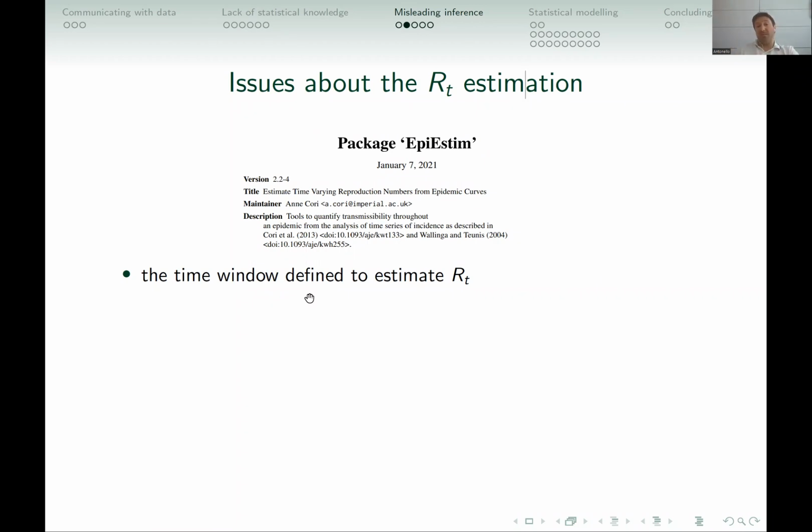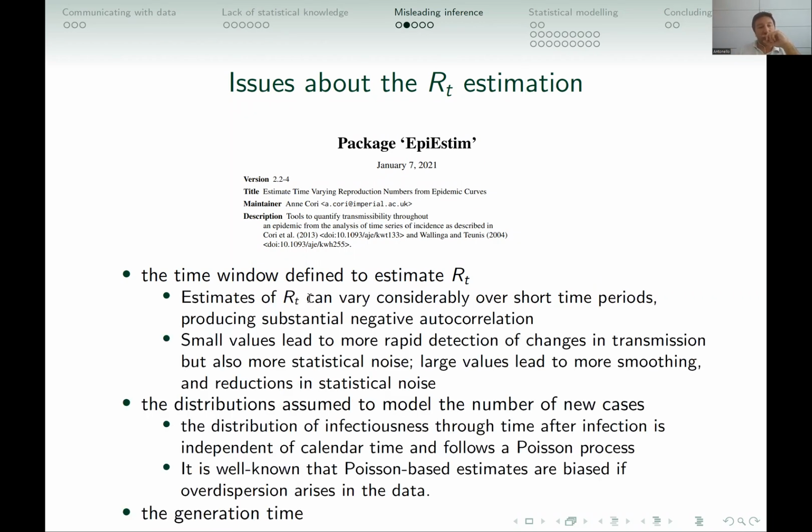When we estimate Rt, we need to take into account three different aspects of the data. The first is the time window defined to estimate Rt. If we take a short window, then the data will suffer from noise, so even a small change in the data will produce a huge change in the estimate of Rt. If we take a longer period, then we have a smoothing effect. So it's not so straightforward to define the time window. There are some criteria, some suggestions in the reference paper by Cori.